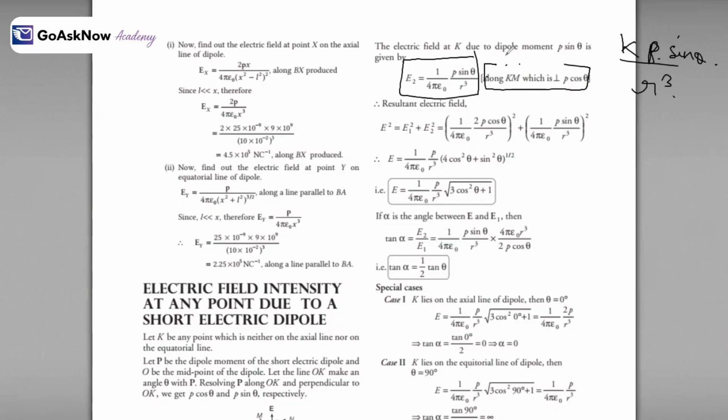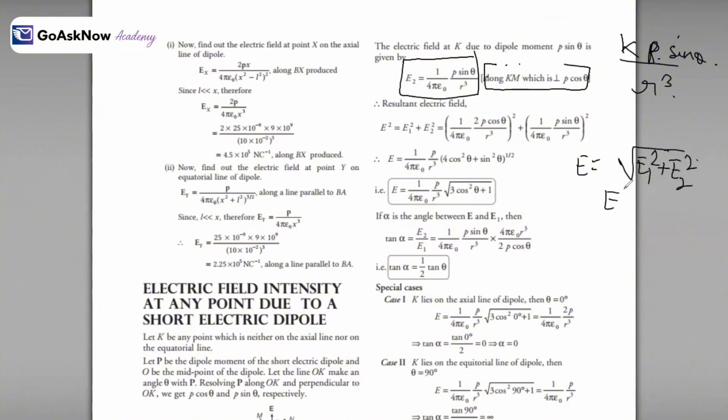We have seen that. And what will the resultant electric field be? E square will be E1 square plus E2 square. Why? Because E1 and E2 are perpendicular to each other. So the resultant will be equal to the square root of E1 square plus E2 square.